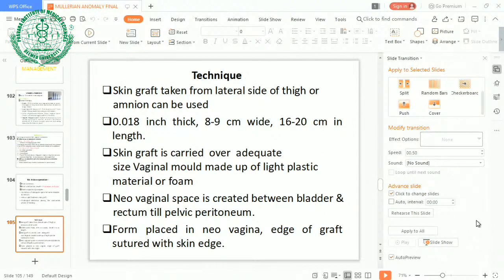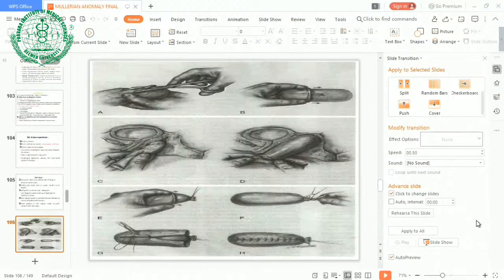Technique: a skin graft is taken from the lateral side of the thigh, or even amnion can be used. The skin graft taken is 0.18 inch thick, 8 to 9 centimeter wide and 16 to 20 centimeter in length. The skin graft is carried over an adequate size vaginal mold made of either light plastic material or foam. A new vaginal space is created between bladder and rectum up to the pelvic peritoneum. The mold is placed in the neovagina. The edges of the graft are sutured with the skin edges. This is how it is to be done.